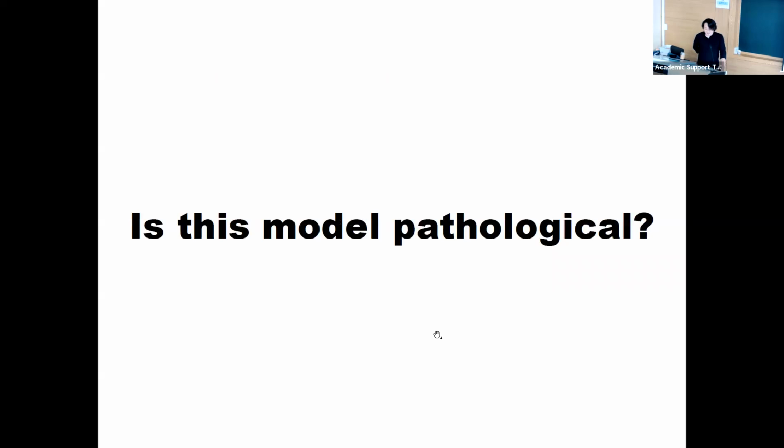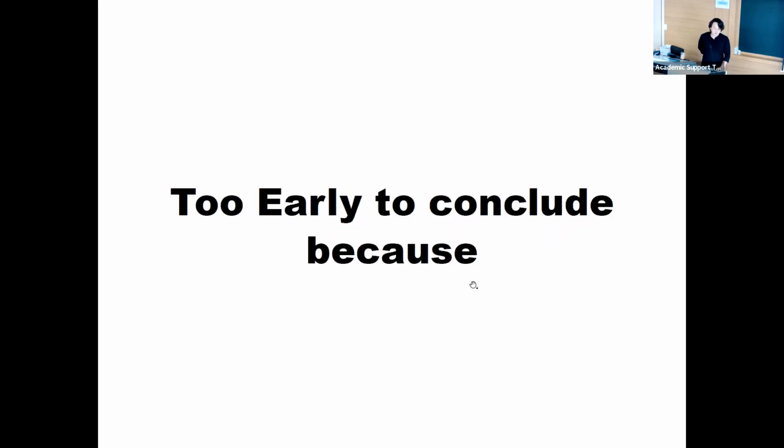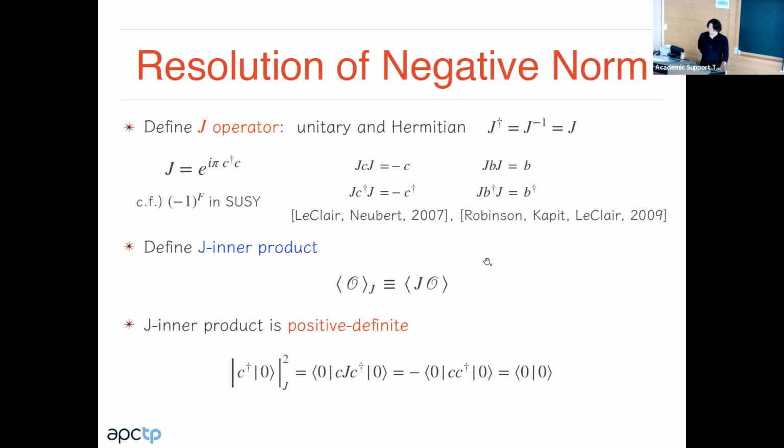So you might think this model is pathological. So why do we have to consider it? Maybe it's too early to conclude that, because there is a resolution of negative norm. So one can define this kind of J operator.